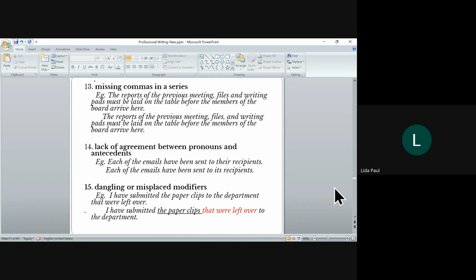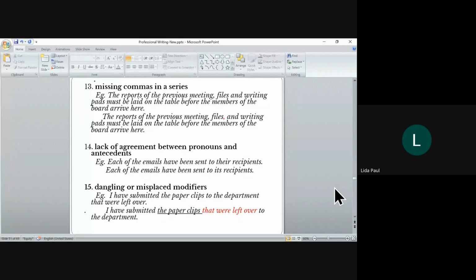And this is a wrong way of writing because it can also alter the meaning of the sentence sometimes, or sometimes give no meaning at all. So good writing, professional writing for that matter, will ensure that both the modifier as well as what is being modified are put together as much as possible, right? That they appear next to each other. So a revised version of the sentence would be, I have submitted the paper clips that were left over to the department. That's a clearer and better sentence as compared to the first one, which definitely brought in some confusion and ambiguity.